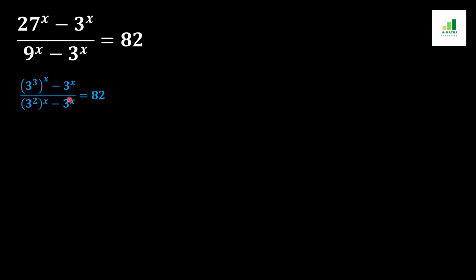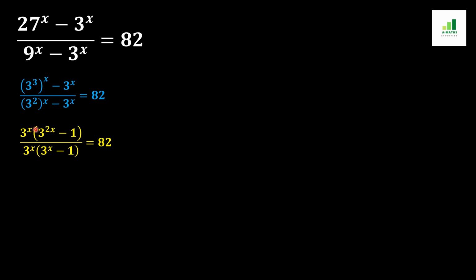Now, as we know from the basic rule of algebra, if a value is raised to a power, then both powers will multiply together. Here we apply the same rule. It means that this 3 will multiply with this x power, and this square will multiply with this x power. In the next step, we should take common 3^x in the numerator, and 3^2x minus 1 will be the remainder in the numerator, and in the denominator we should take common 3^x, and 3^x minus 1 will be the remainder, and equal to 82 will remain the same.